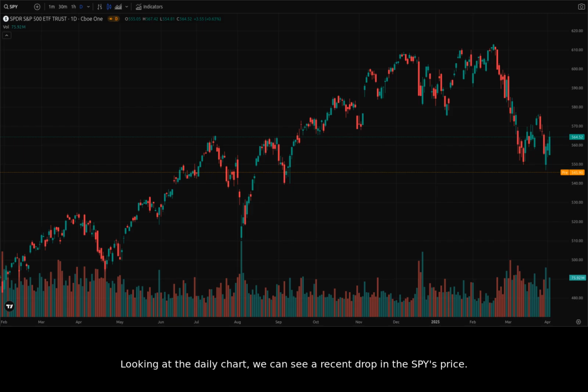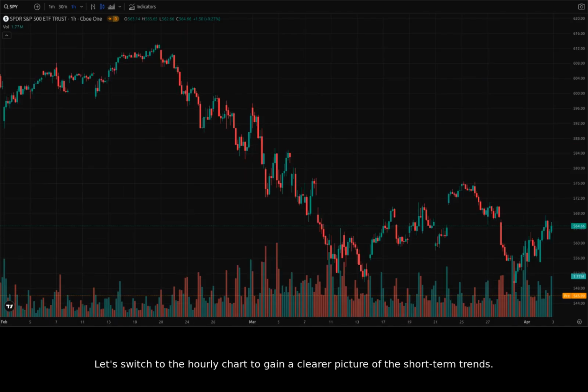Looking at the daily chart, we can see a recent drop in the SPY's price. Zooming in on the most recent candles, we can see a significant drop recently. This drop appears to be directly correlated with the news of Trump's tariffs. Let's switch to the hourly chart to gain a clearer picture of the short-term trends.